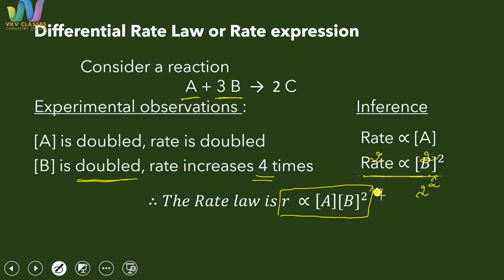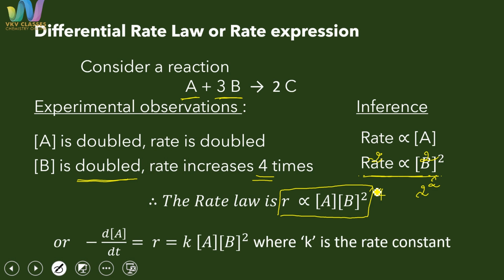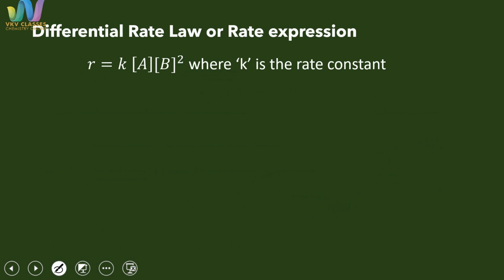In the differential form we can write the equation as minus dA by dt equal to rate equal to K into A into B power 2. Here the constant K is called as the rate constant.